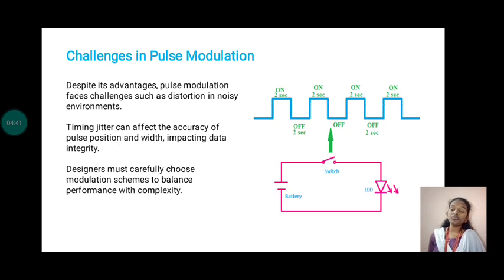Challenges in pulse modulation. Despite its advantages, pulse modulation faces challenges such as distortion in noisy environments. That means there is a disturbance of noise and the signal does not come out clear. Timing jitter can affect the occurrence of the pulse position, impacting the data integrity. Designers must carefully choose the modulation schemes to balance performance with complexity.